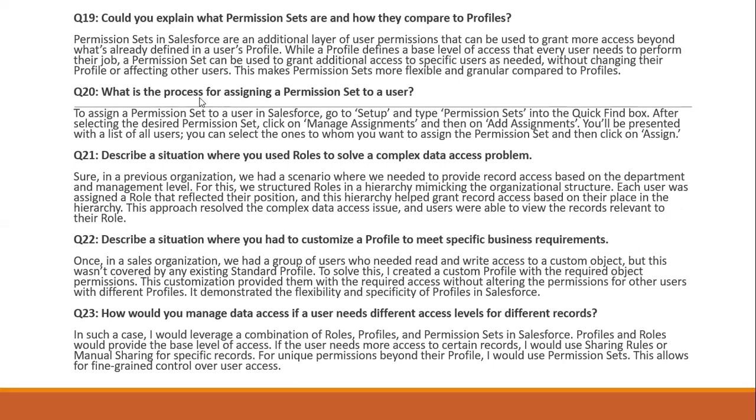Next question, what is the process for assigning permission sets to users? To assign a permission set to users in Salesforce, go to Setup and type permission set into the Quick Find box. After selecting the desired permission set, click on Manage Assignments and then on Add Assignment. You will be presented with a list of users. You can select the users to whom you want to assign the permission set and then click on Assign.